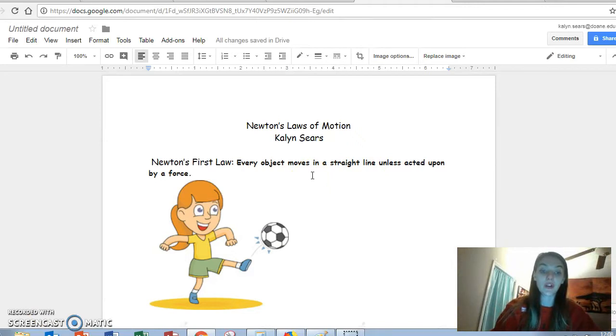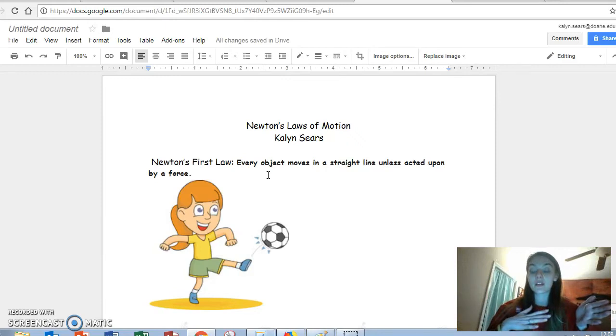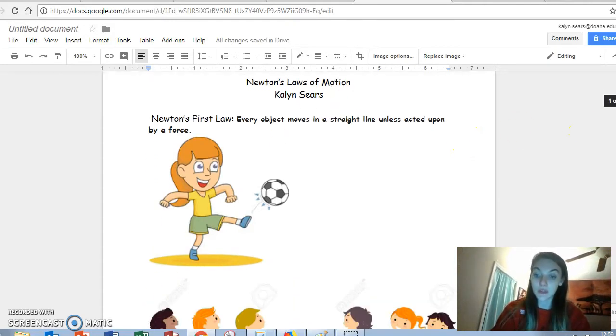So for Newton's first law of motion, every object stays in a straight line unless acted upon by a force. So that means that if it's acted on only by something that is moving in a straight line, then it'll go in a straight line, like it won't go off path. But if it's acted upon by a force, such as someone kicking a soccer ball, the path will be changed because of the force that was used.